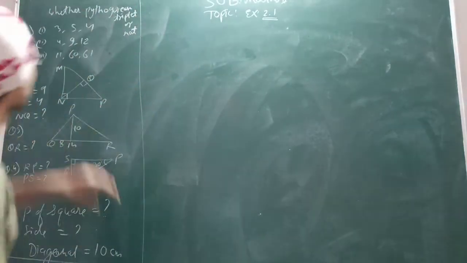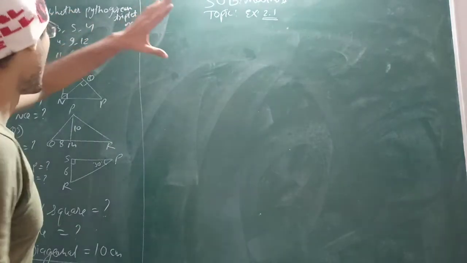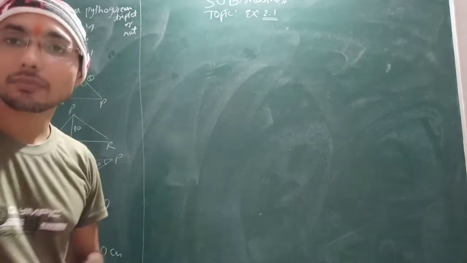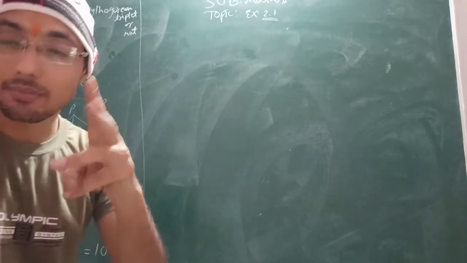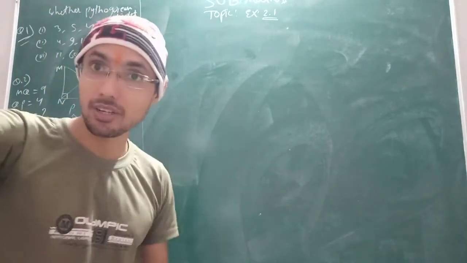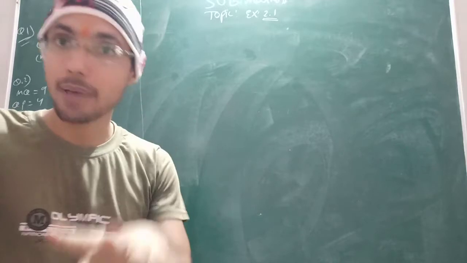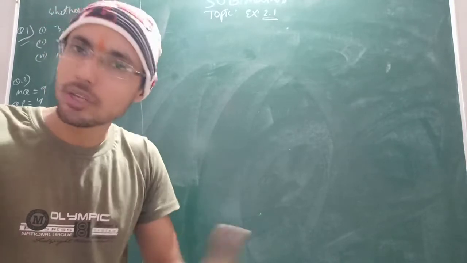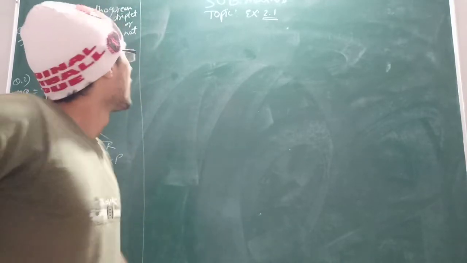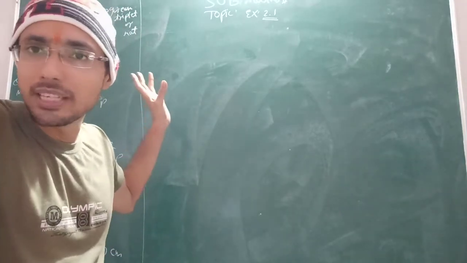I'll read it. Whether the Pythagoras triplet or not. Means some information is given. I'm going to solve 3 sums. There are 6 sums in the question number first. Okay, 3 sums I'm going to solve and the rest 3 sums you can solve. So simple, and similarly to these sums.